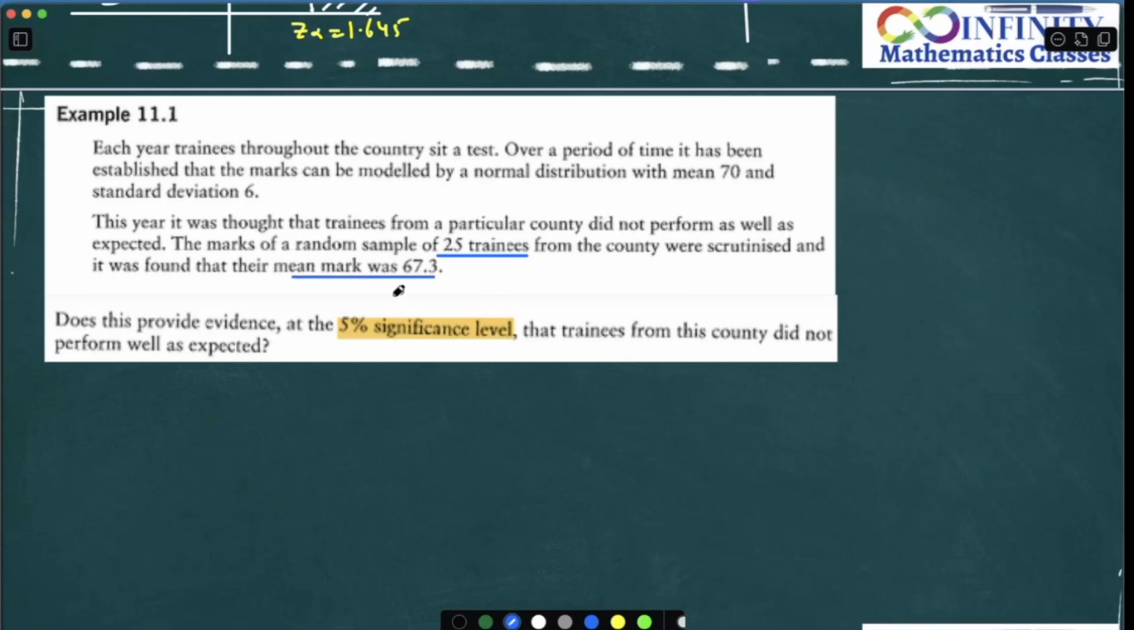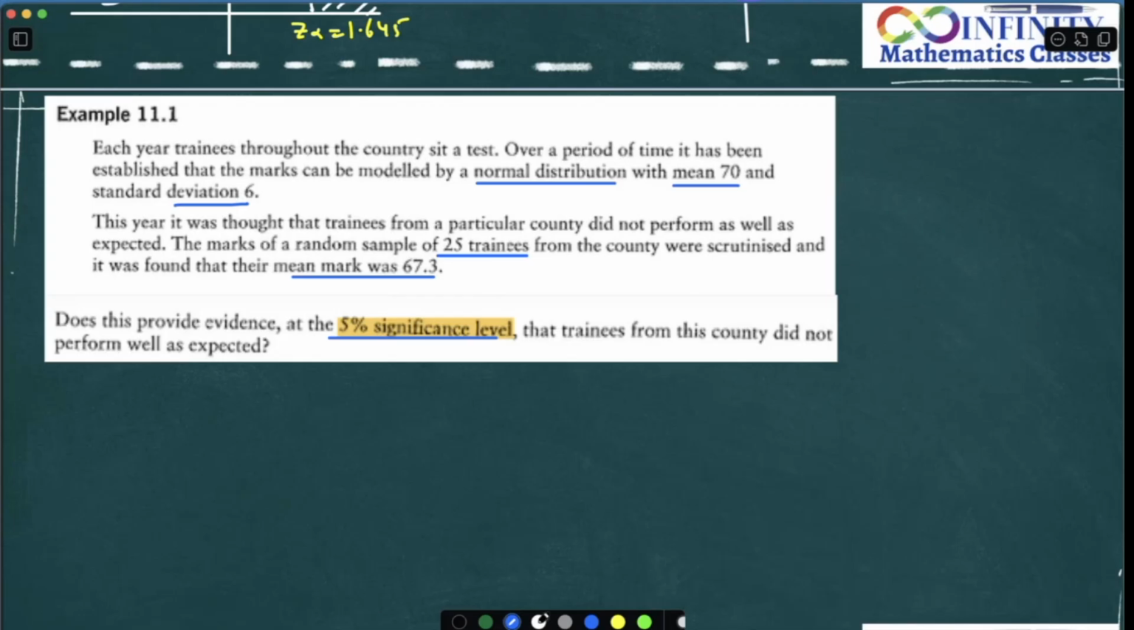Does this provide evidence at 5% significance level that the trainees from this country did not perform as well as expected? Okay. If you look at the question, it is given to you that the population is normally distributed, with the mean and the standard deviation given to you.